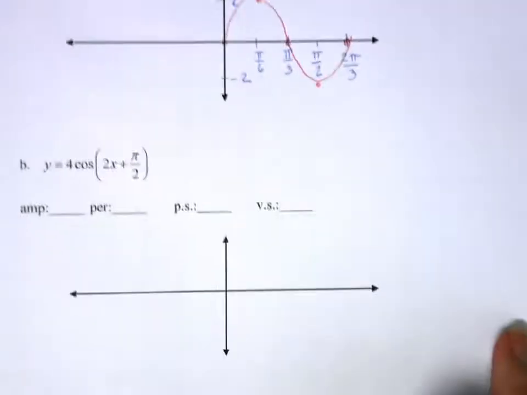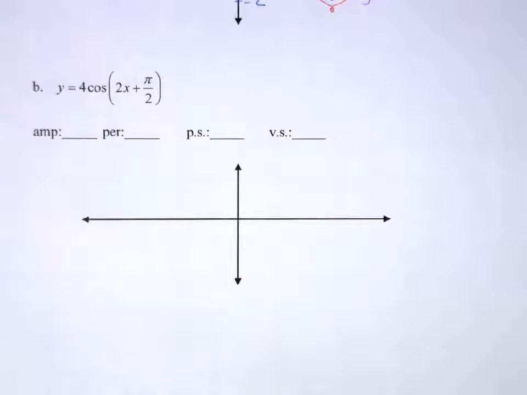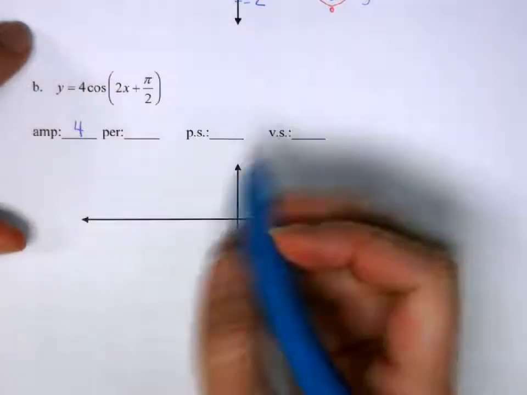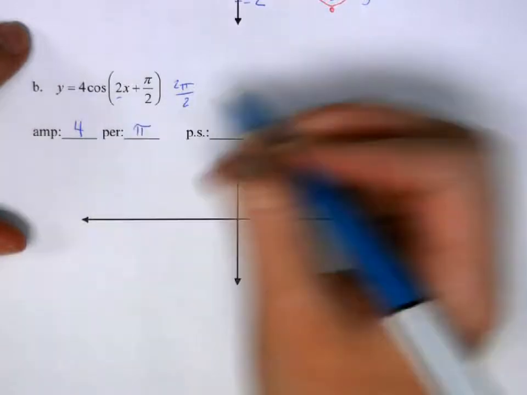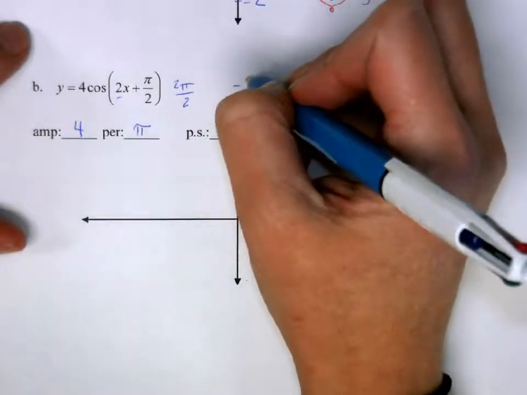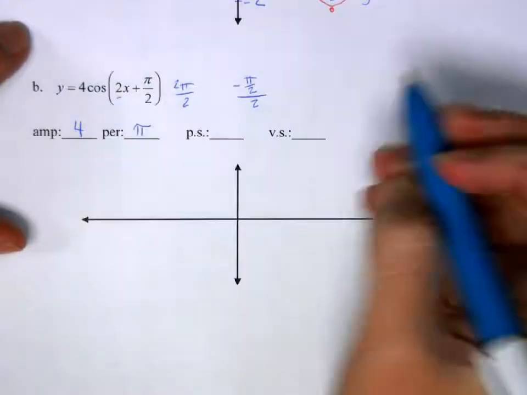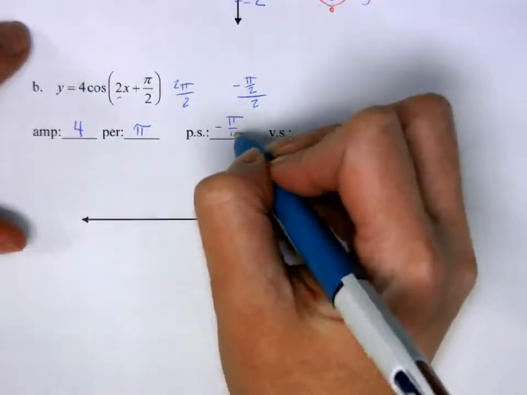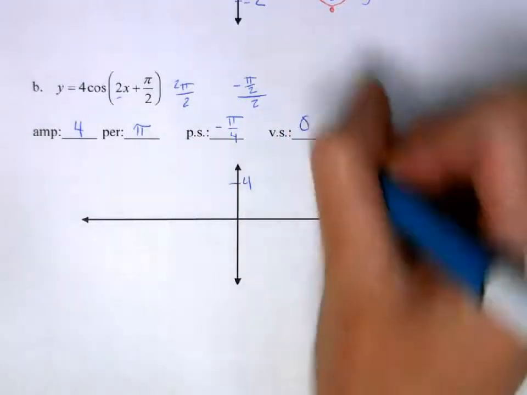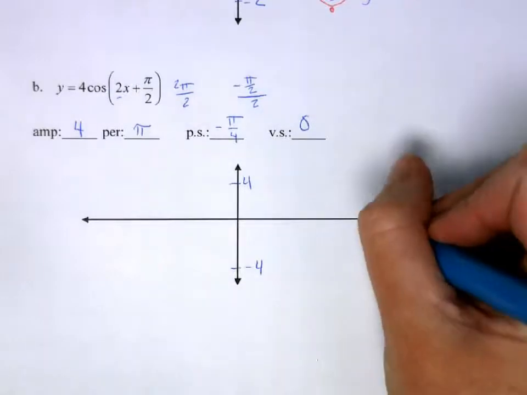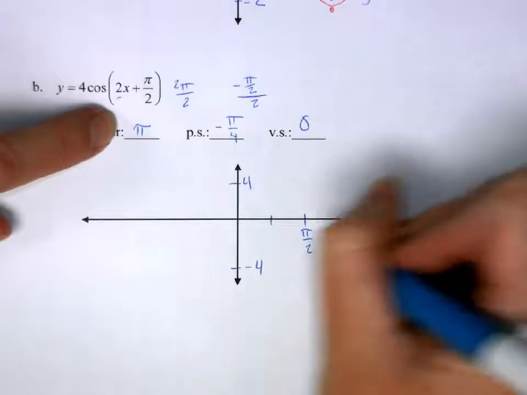Okay, the next one, my amplitude is 4. My period is 2 pi over 2, so that'll be pi. My phase shift is going to be negative pi over 2 over 2. It's negative c over b. So that's going to be negative pi over 4. So my amplitude is 4, and there's no vertical shift. Go out here with my pi, cut it in half, cut it in half again.